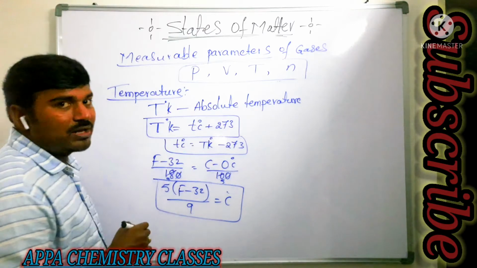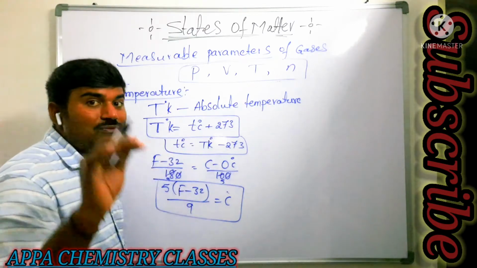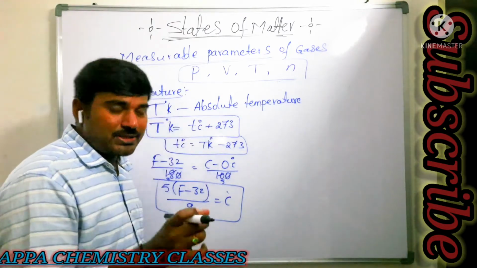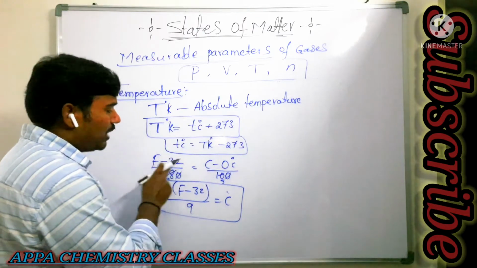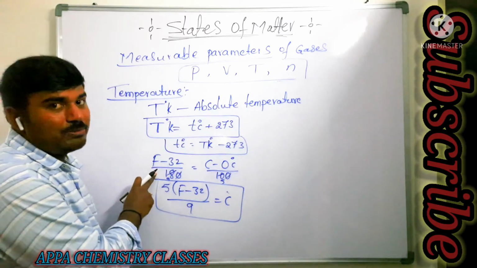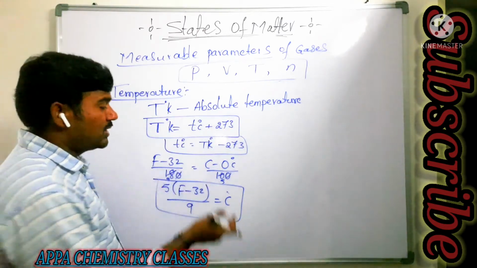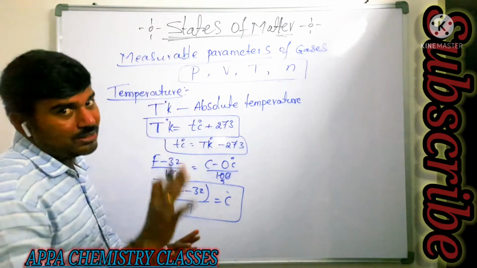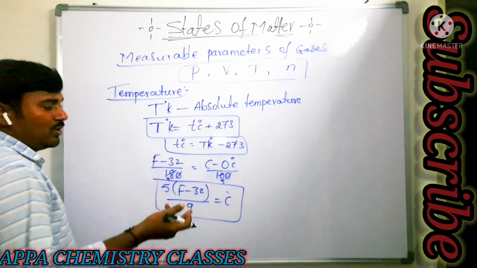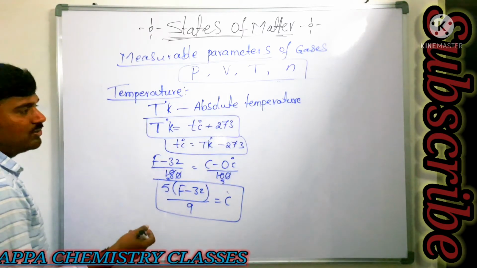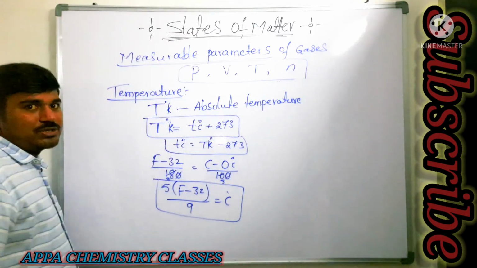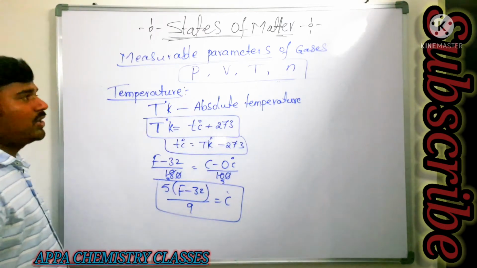What is this 32 degrees Fahrenheit? It is the lowest temperature on the Fahrenheit scale. What is 0 degrees Celsius? It is the lowest value in degrees Celsius. So that is F minus 32, C minus 0. The maximum temperature in degrees Fahrenheit will be 180, and the maximum in degrees Celsius will be 100 degrees Celsius on the scale we are taking. So F minus 32 by 180 is equal to C minus 0 by 100. By using that formula you can convert degrees Fahrenheit into degrees Celsius. That is about temperature. I think you got some information about temperature and pressure.